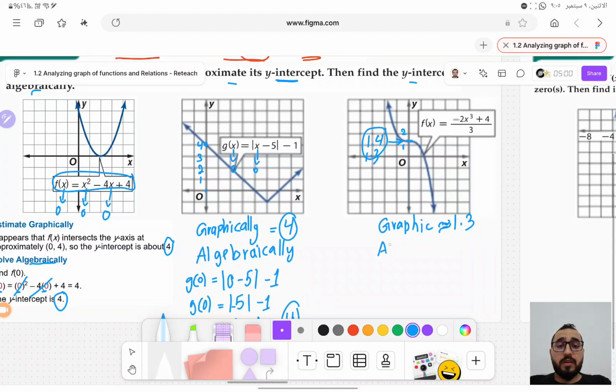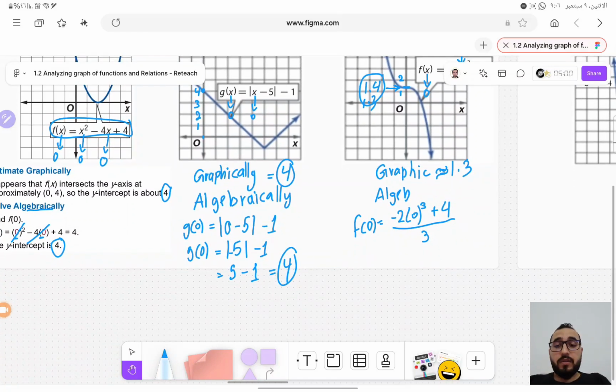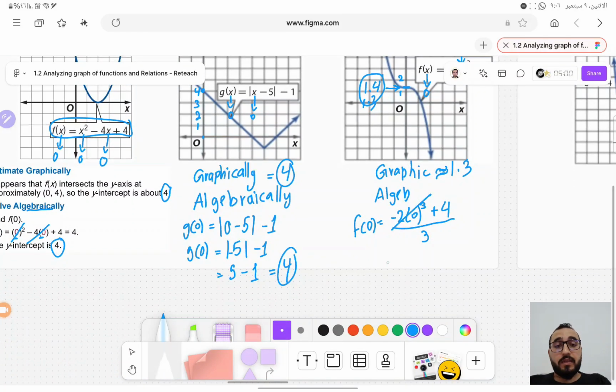Now let's do it algebraically. So algebraically, we have to replace every x with 0. So this one should be 0, and this x here should be 0. So now f of 0 equals negative 2 times 0 cubed plus 4, all of that over 3. All of that is equal 0, because negative 2 times 0 to the power of 3 is 0. So now f of 0 is equal what? 4 over 3. 4 over 3 means 1.33333 in the calculator.